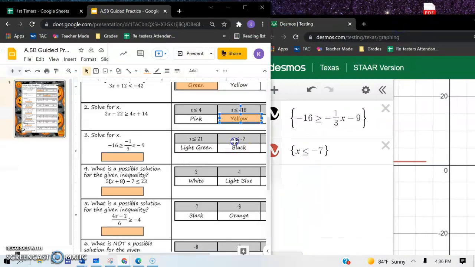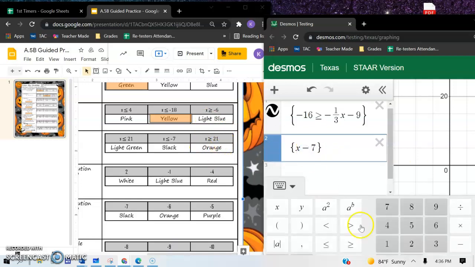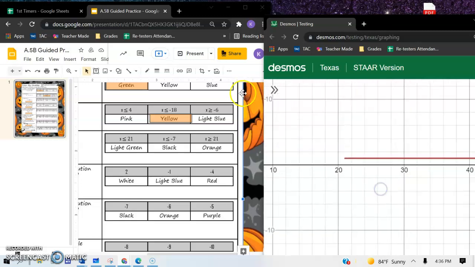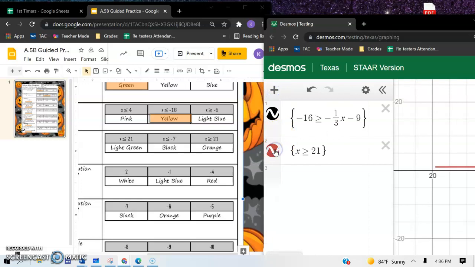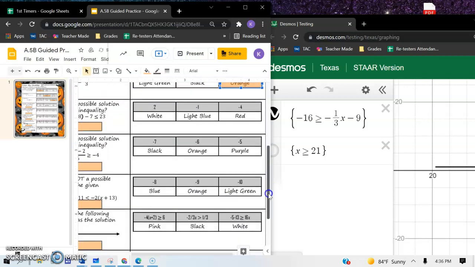And let's go on to the last solution here, which is x is greater than or equal to 21. And let's just check out where the line is right here. And as you can see, the red one is on top of the black one. So we found our answer. We're just going to drag this one over to the orange one.